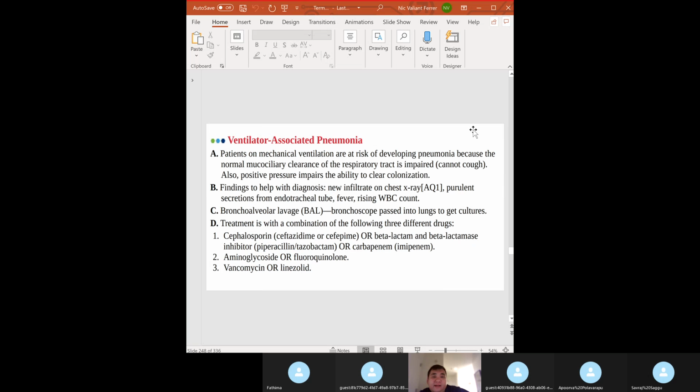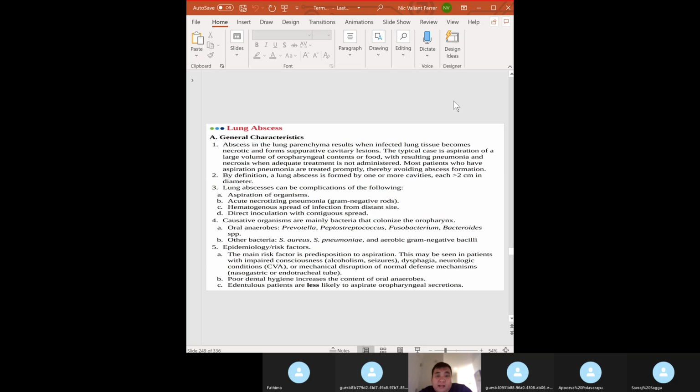Then you have ventilator-associated pneumonia. They are being put on the vent. But you can see in the X-ray, high-yield, a new infiltrate. You can have purulent secretions from the endotracheal tube. How are we going to diagnose this one? High-yield BAL, bronchoalveolar lavage. What's the treatment? Again, these are high-yield cephalosporins, or a beta-lactam beta-lactamase inhibitor, your Zosyn, piperacillin-tazobactam, or a carbapenem, last resort, imipenem. You can give an aminoglycoside, fluoroquinolones, vancomycin, or linezolid.